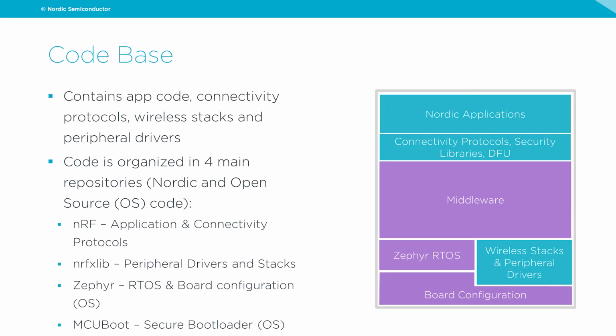Code-base wise, this includes app code, connectivity protocols, wireless stacks, and peripheral drivers. As you can see from the figure on the right, we have some code which is blue and some that's purple. The blue code is the Nordic-specific code, so that's code that we write ourselves, and the purple is open source code, such as the Zephyr RTOS, for example. So the code is organized into 4 main repositories.